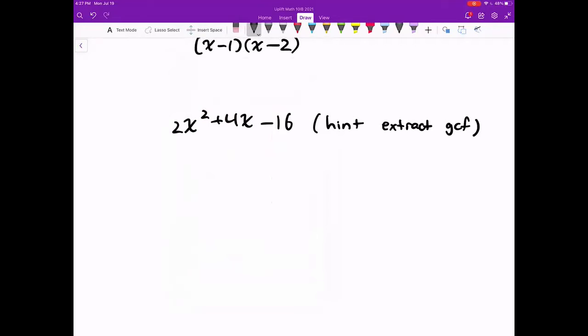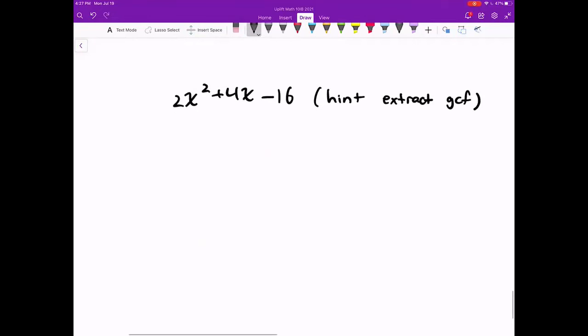2x plus 8 times x minus 2. Yeah, that's correct, but you can extract the GCF. Yeah, make that x plus 4, and yeah, that's correct. Good job.